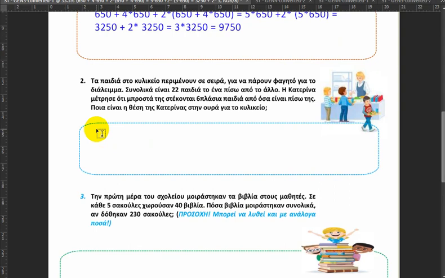So we have kids lining up to get their lunch. There's 22 kids overall. Okay, so Catherine has 6 times as many kids in front of her as she does behind her. And we need to know where exactly she is in the line.